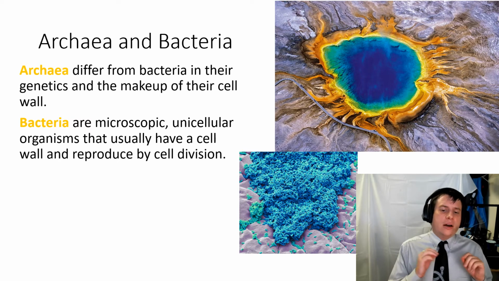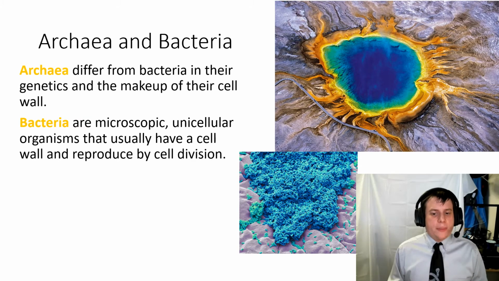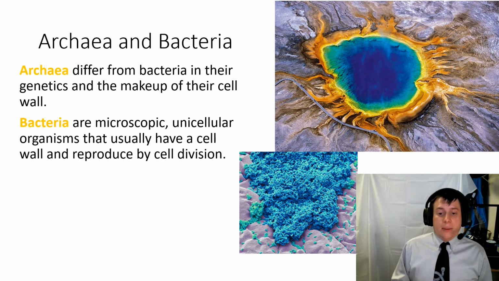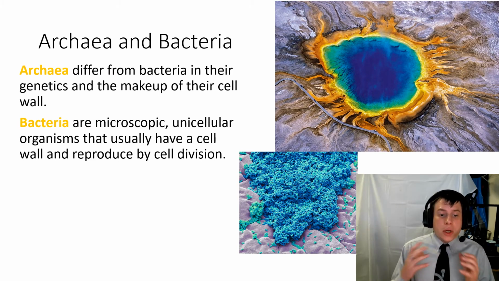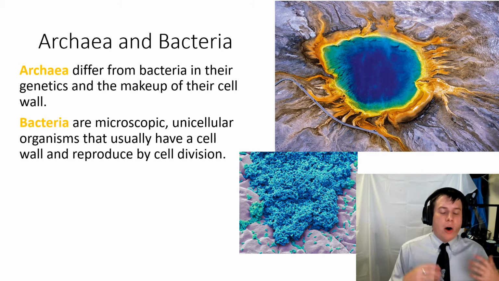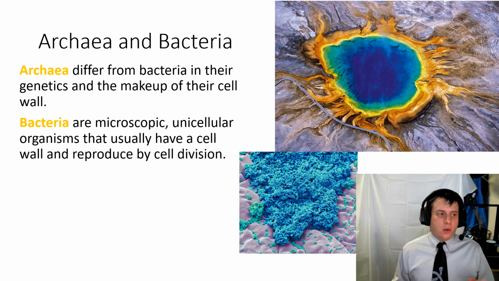This is actually an electron micrograph. It's a very special type of microscopic image that looks at bacteria up close and gives you a 3-dimensional picture of them. So you can actually see these bacteria on this culturing surface. All bacteria, both eubacteria or true bacteria, and archaea, reproduce through cell division. They divide themselves in half and make a perfect copy of themselves.